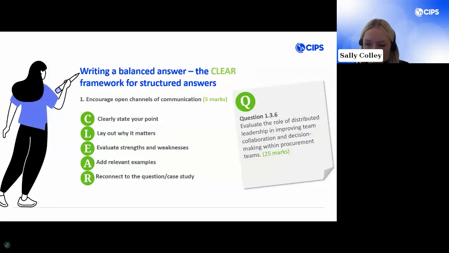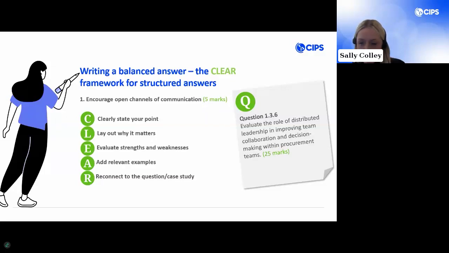When approaching the question, it's important to structure your answer effectively to gain all 5 marks for each point. Using the clear framework that you can see on the slide, let's focus on the first key point, which was encourage open channels of communication. So C, clearly state your point. An example here could be: distributed leadership fosters open communication channels by empowering team members at all levels to contribute to decision-making processes. This creates a culture of inclusivity and ensures diverse perspectives are heard, meaning that everybody throughout the organisation, no matter what level, has a voice.